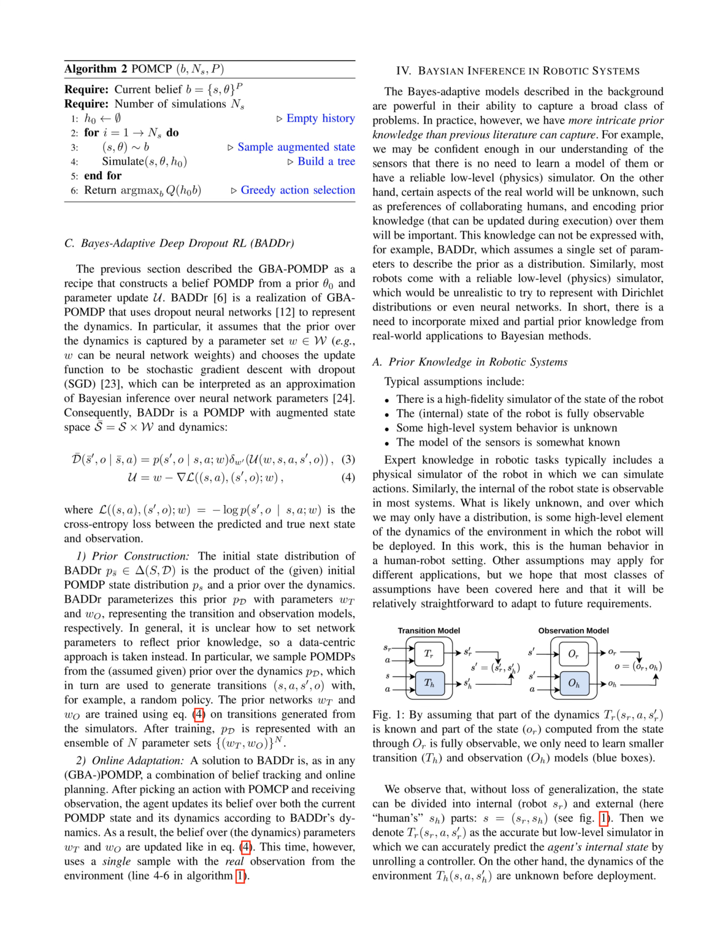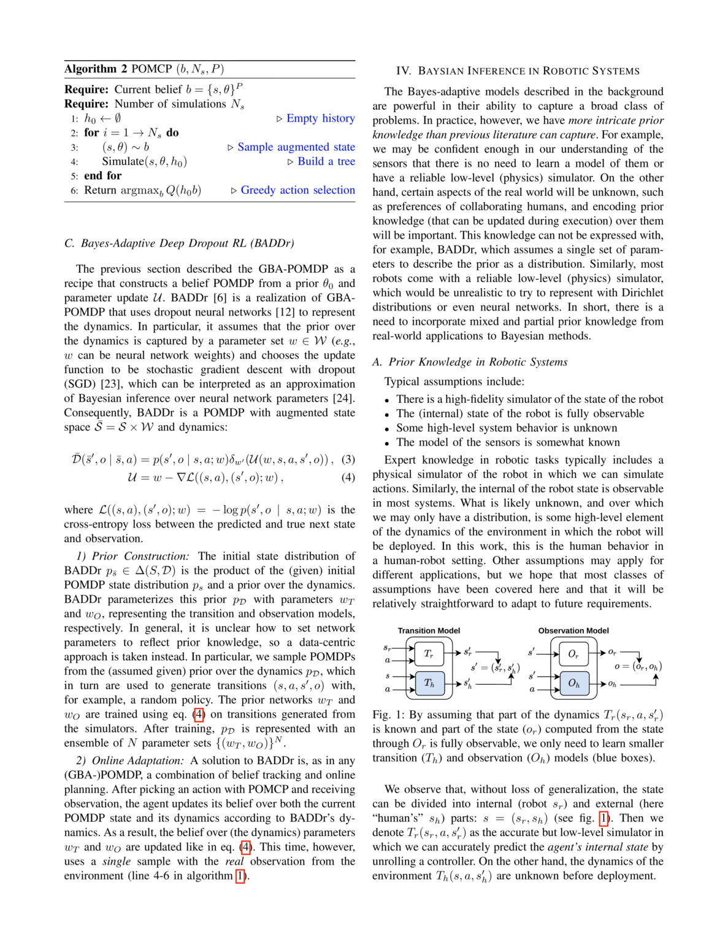Online adaptation: a solution to BADDR is, as in any GBA-POMDP, a combination of belief tracking and online planning. After picking an action with POMCP and receiving an observation, the agent updates its belief over the POMDP state and its dynamics according to BADDR's dynamics. As a result, the belief over the dynamics parameters W_T and W_O are updated like in training. This time, however, it uses a single sample with the real observation from the environment.